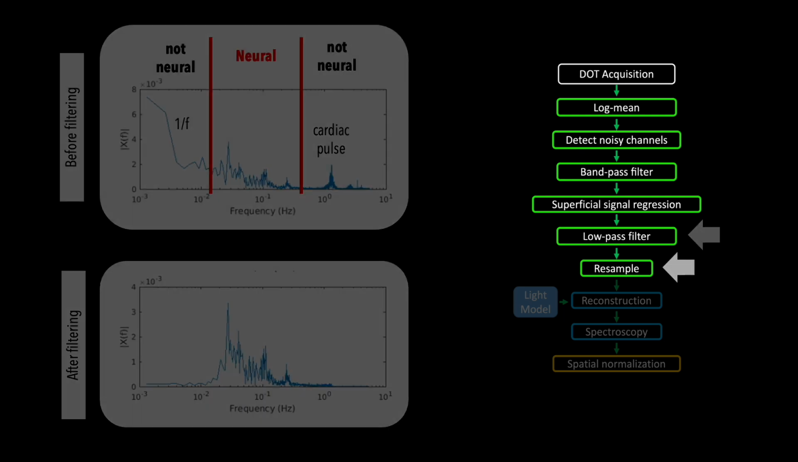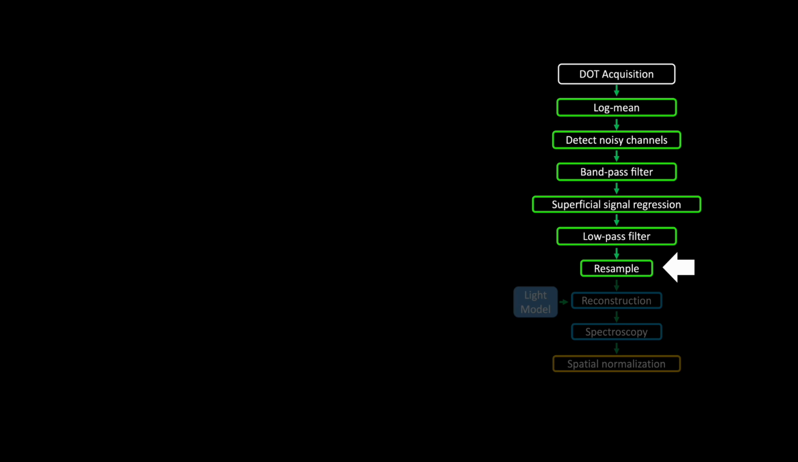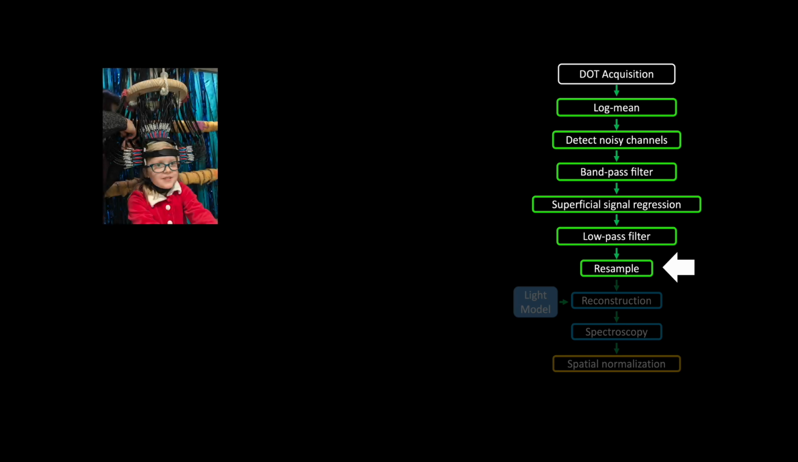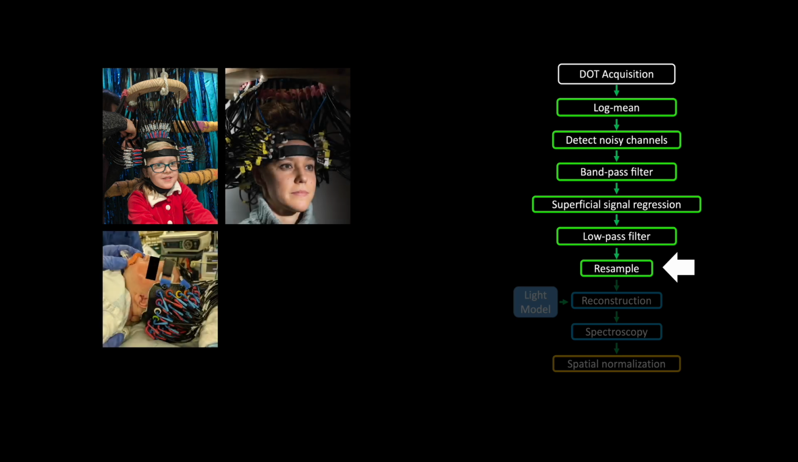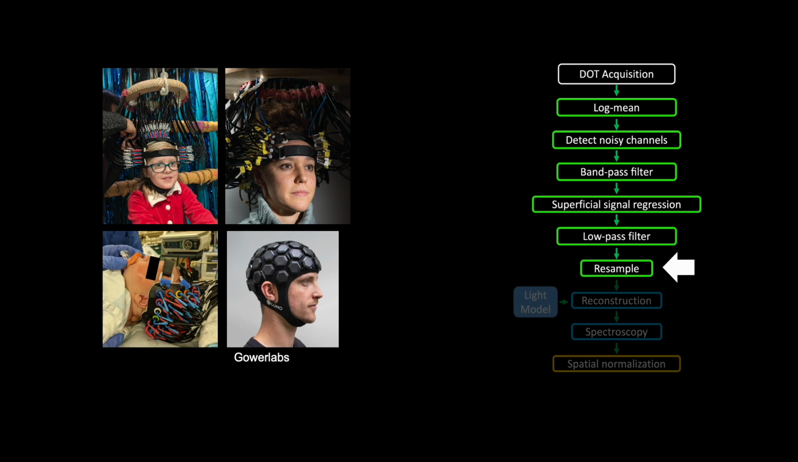The final step in preprocessing is to downsample the data. Best practice in data acquisition is to sample at the maximum rate that can be sustained by the hardware. For contemporary HDDOT systems, sampling rates of 10 Hz or more can typically be achieved.